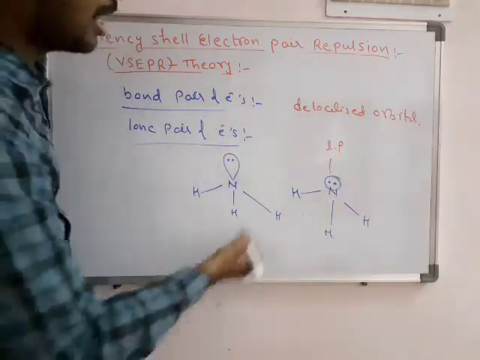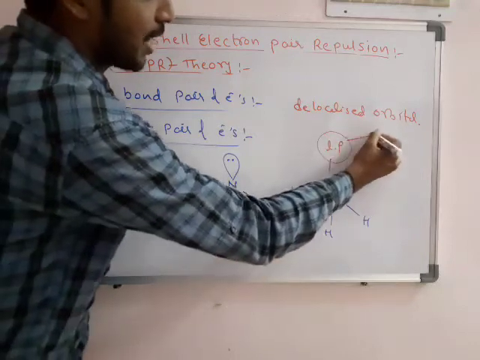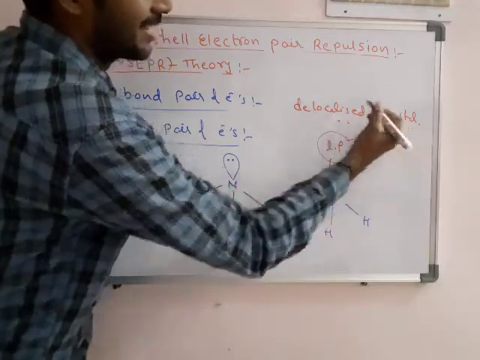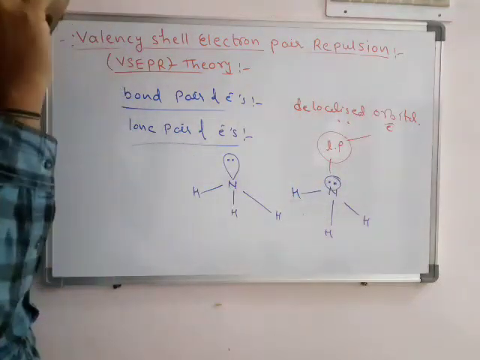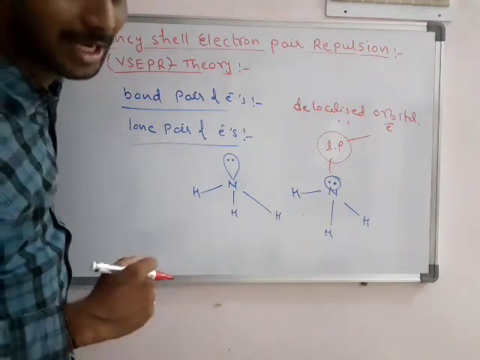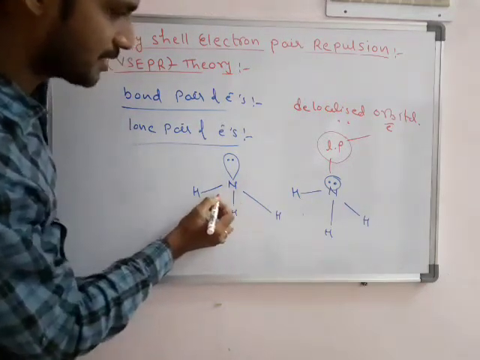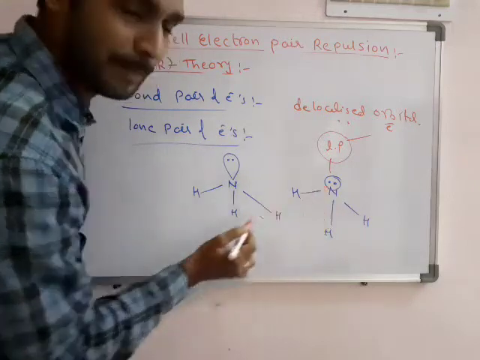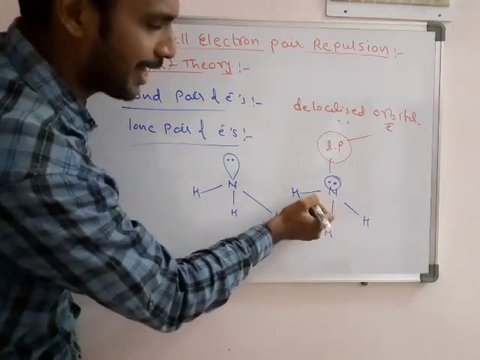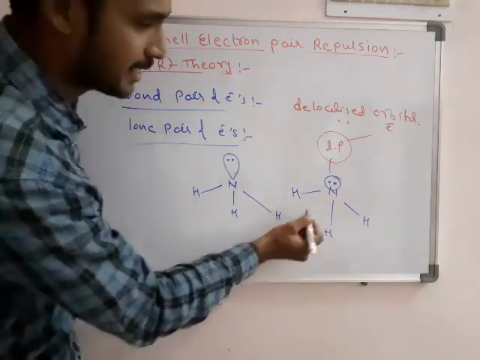These electrons are also known as delocalized electrons. Here, for example, let's check the bond pairs and lone pairs around nitrogen. Which bond pairs are present around nitrogen?